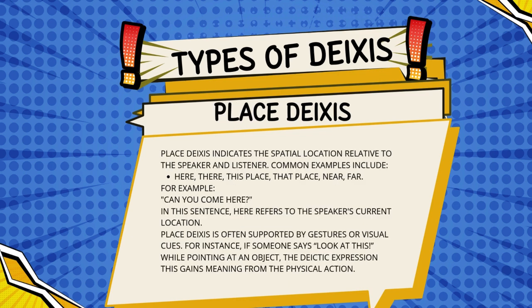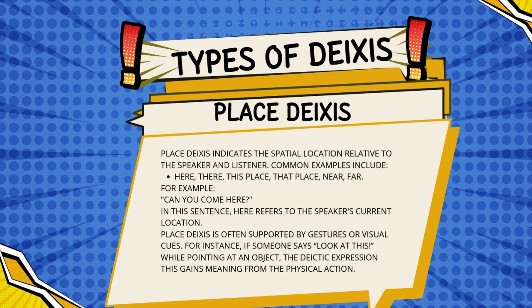And next we move to the third type of DEIXIS, that is place DEIXIS. Place DEIXIS indicates the spatial location relative to the speaker and listener. Common examples include here, there, this place, that place, near, far. For example, "Can you come here?" In this sentence, here refers to the speaker's current location.